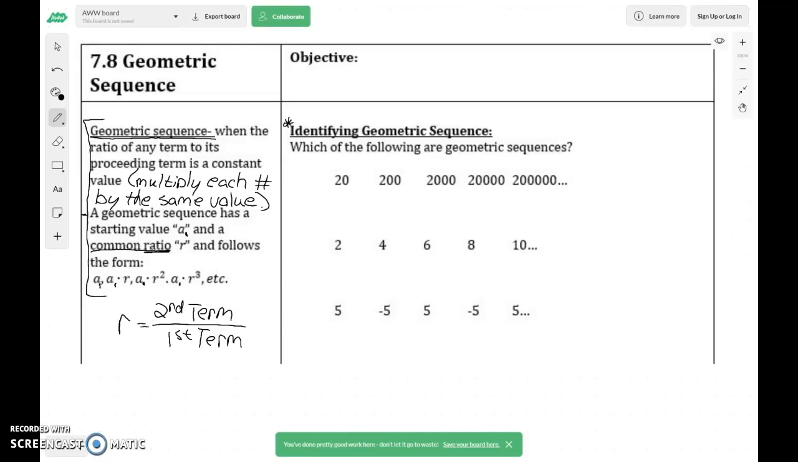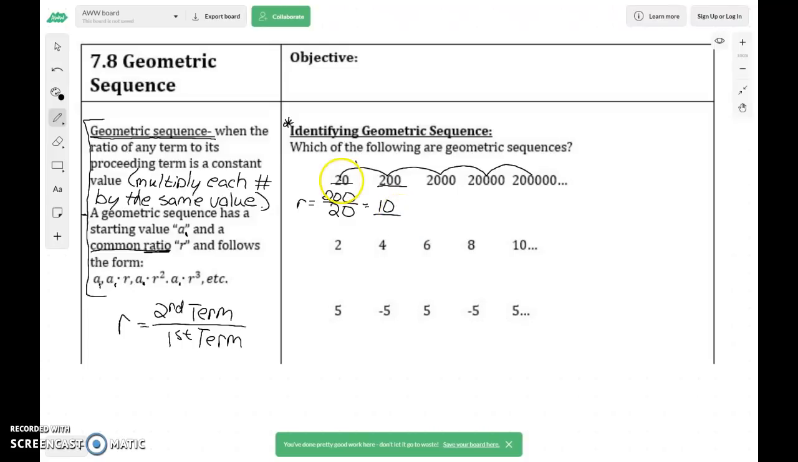So with this problem, we've got 20, 200, 2,000, 20,000, and then 200,000. To find the common ratio, we take the second number, 200, and divide it by the first number, 20. 200 divided by 20 gives us 10. So in order for this to be a geometric sequence, we need to be multiplying by 10 each time.